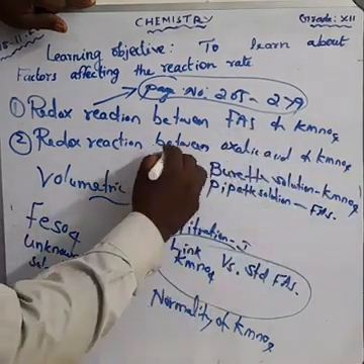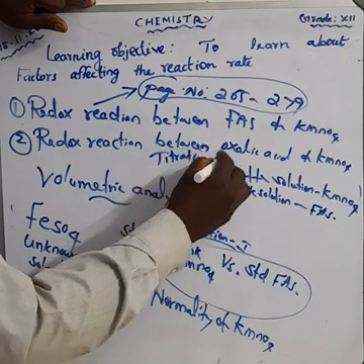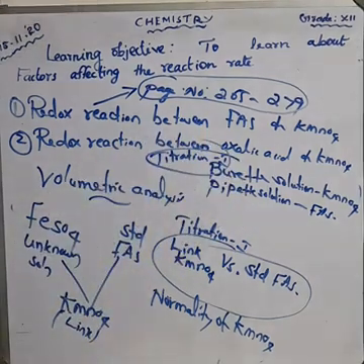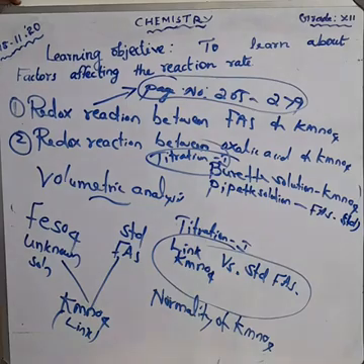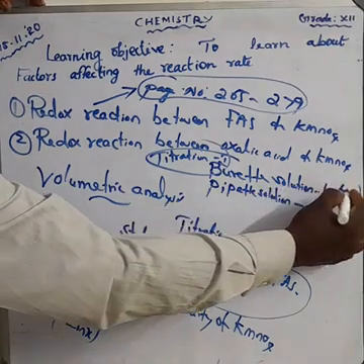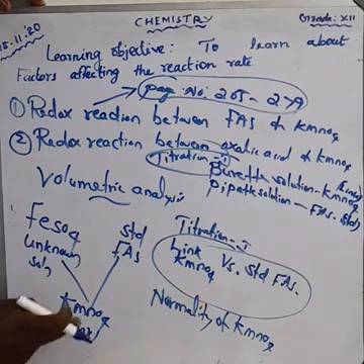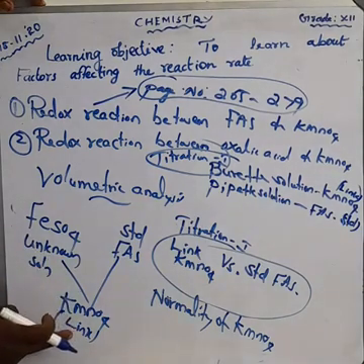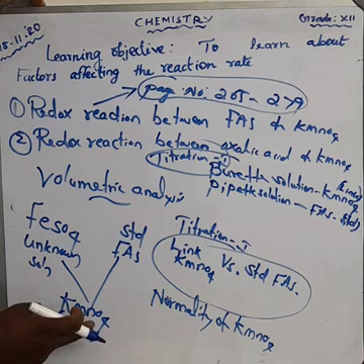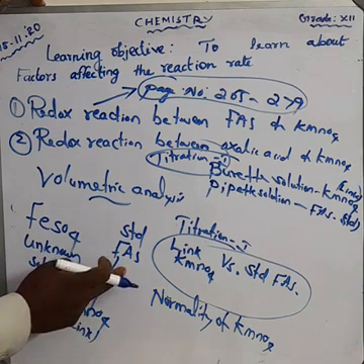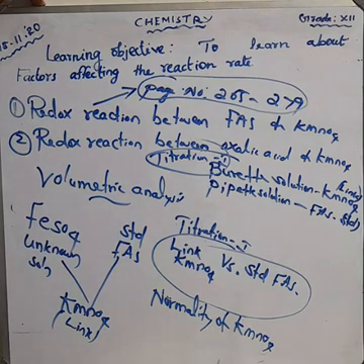Titration 1: the burette solution is KMnO4, and the pipette solution is ferrous ammonium sulfate. Here the ferrous ammonium sulfate is the standard solution and the KMnO4 is the linked solution, am I right? The first titration is between linked potassium permanganate and standard ferrous ammonium sulfate.